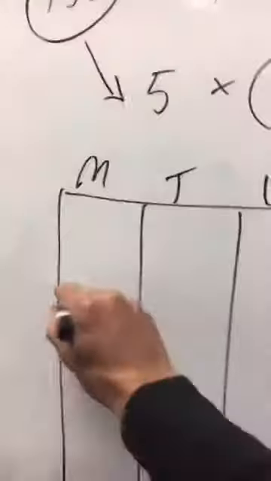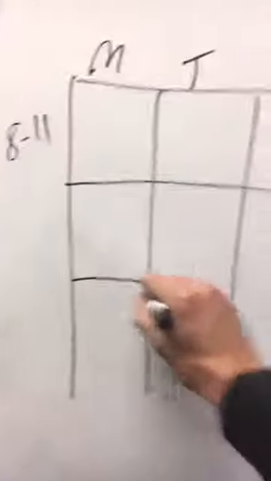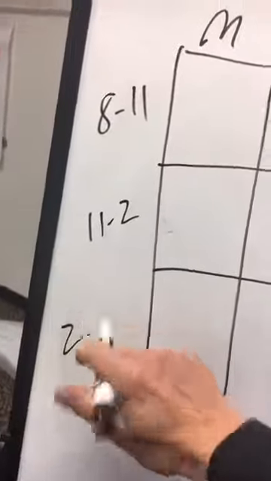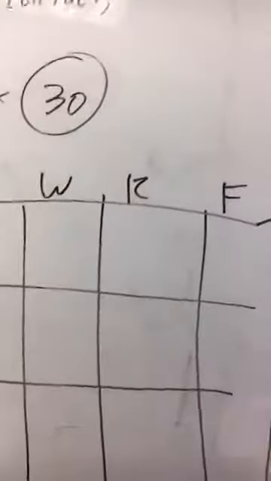So I've got my morning time, so I've got 8 to 11. And then I've got my midday time from 11 to 2. And then I've got my afternoon time from roughly, say, call it 2 to 5, right? And so now I've got 15 time blocks throughout the course of the week.